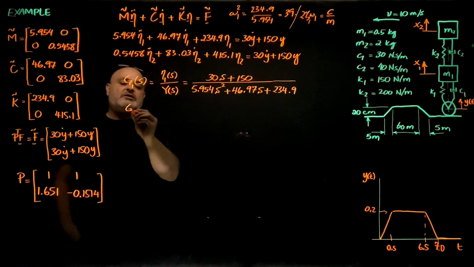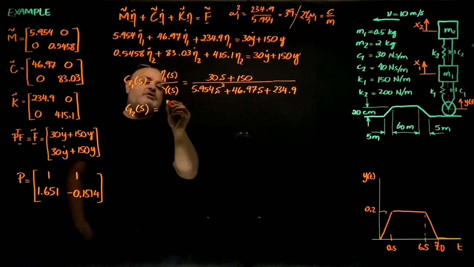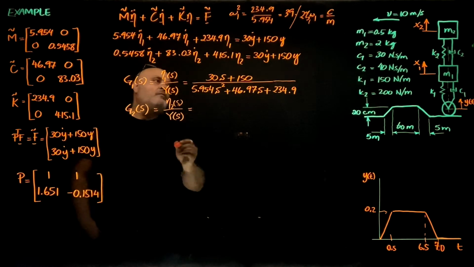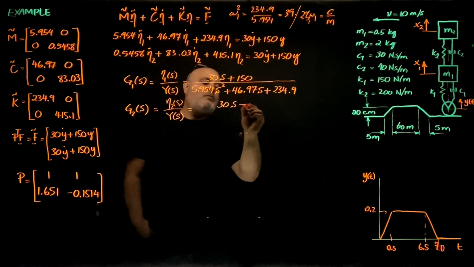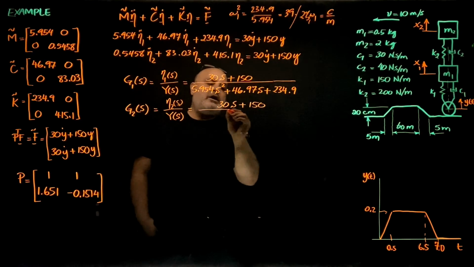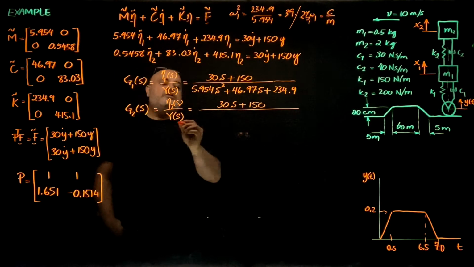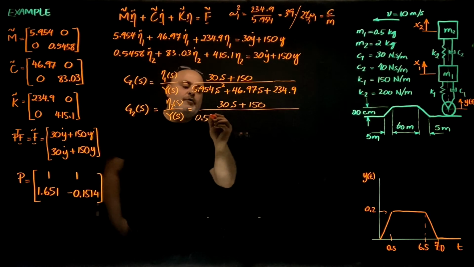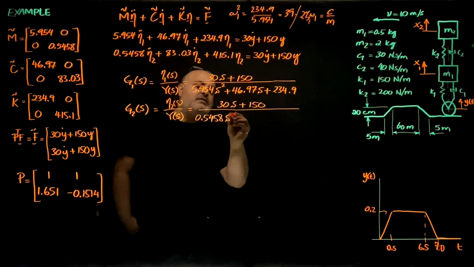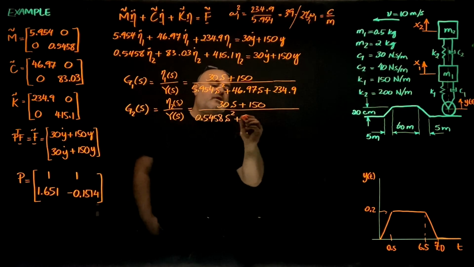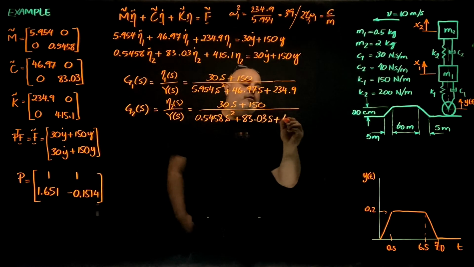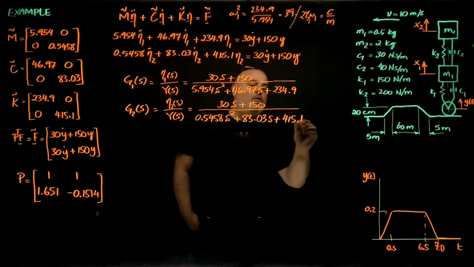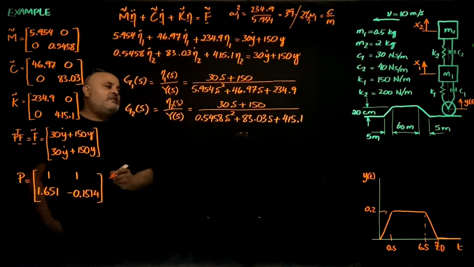And the second transfer function, G2 of S, which relates eta 2 to Y of S, is going to be 30S plus 150 divided by 0.5458 S squared plus 83.03 S plus 415.1. So these are my two transfer functions.